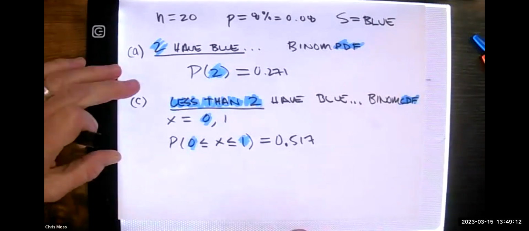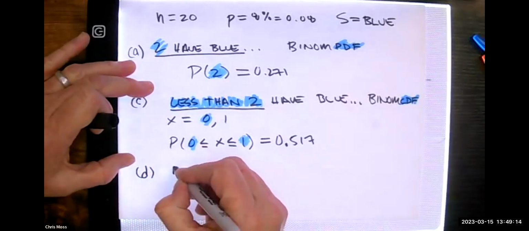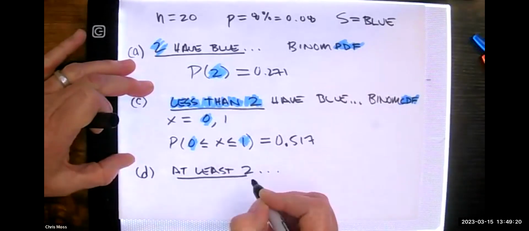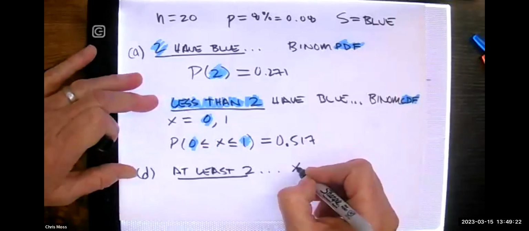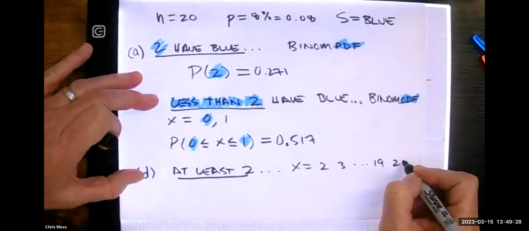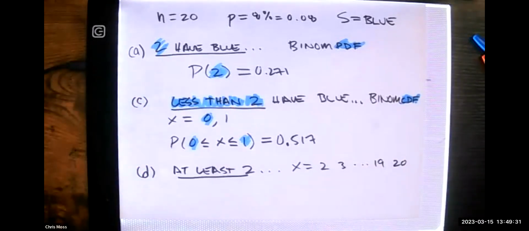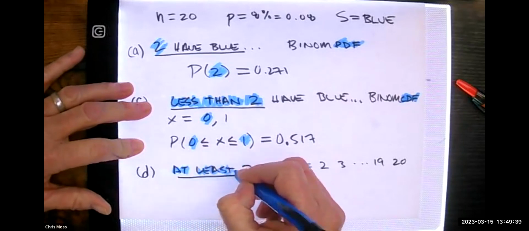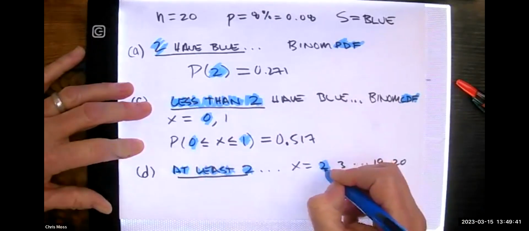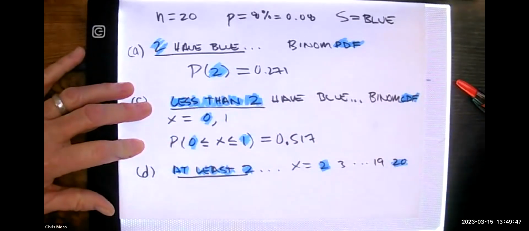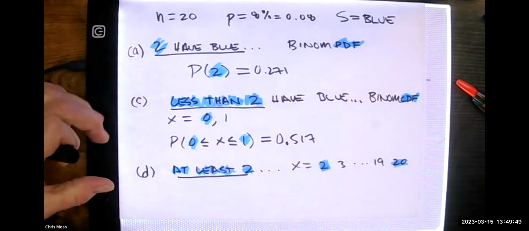And then I think D, at least 2 of them have the blue eyes. So in this case, X is equal to 2, 3, all the way out to maybe 20. So at least 2. And I'll note that in this case, because it's at least 2, we're not starting our counting at 0 like we did up here. We're starting it at 2 and we're taking it up to 20. This is where I need the 1 minus.